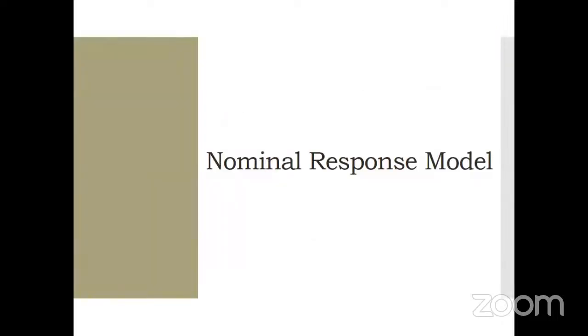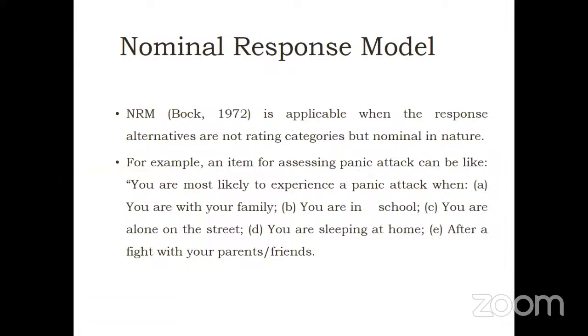Finally, the nominal response model, and as the name suggests, it was actually developed for applying it on nominal categories. An example can be an item for assessing panic attack: you are most likely to experience a panic attack. Option 1, you are with your family. Number 2, you are in school. Number 3, you are alone on the street. Number 4, you are sleeping at home. And number 5, after a fight with your parents or friends.